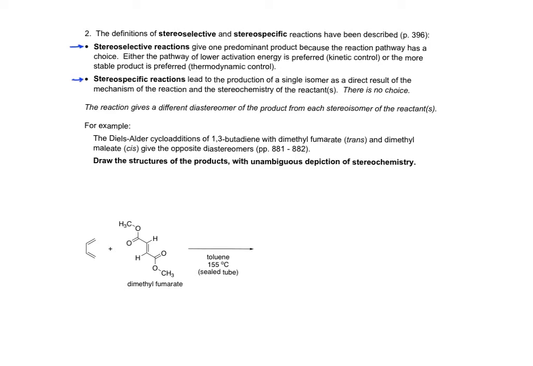A stereospecific reaction relates the stereochemistry of product to the stereochemistry of the reactant by the mechanism of that reaction. Diels-Alder cycloadditions are stereospecific reactions. The stereospecificity is the origin of the stereoselectivity that is observed.